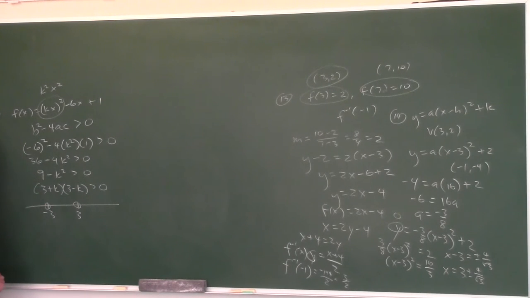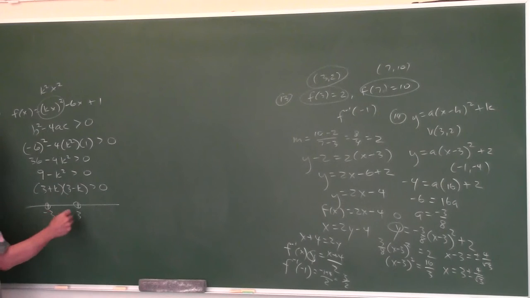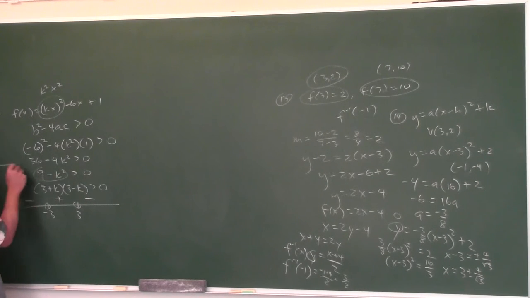Think of a number bigger than 3. 4. Plug it in here. 3 plus 4 is positive. 3 minus 4 is negative. Positive times negative is negative. Or you can just think of the graph. If you were to graph this, it's an upside down parabola like that, so it's below, above, below. So minus, plus, minus. See? Minus, plus, minus. Same thing.